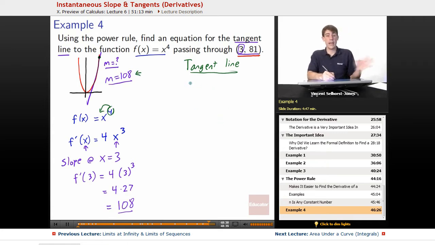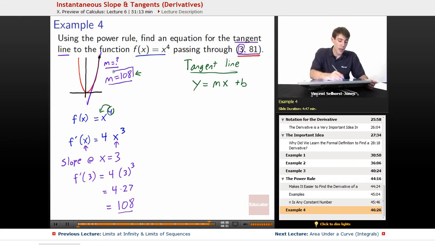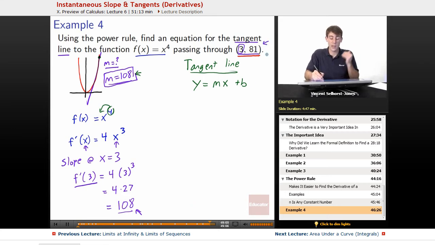So any line at all can be described by slope-intercept form. It's a really good form to have memorized, y equals mx plus b. You always want to keep that one in your back pocket, always useful. Well, we just figured out that if it's going to be the tangent, it must have a slope of 108, because f prime, the instantaneous slope at 3, f prime of 3, comes out to be 108. So we know the instantaneous slope at the point we're interested in, (3, 81), is 108.